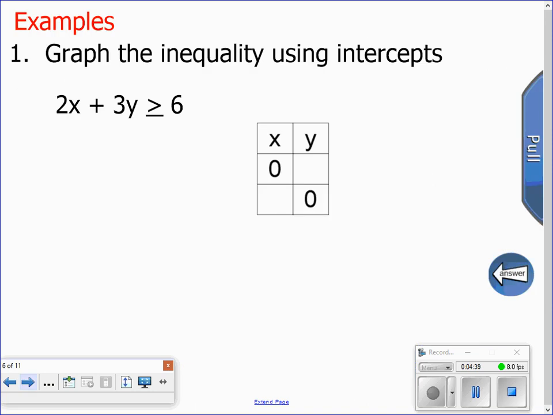So here we have the following inequality. We have 2x plus 3y is greater than or equal to 6. This is in standard form. So recall that we can graph standard form by using the intercepts.